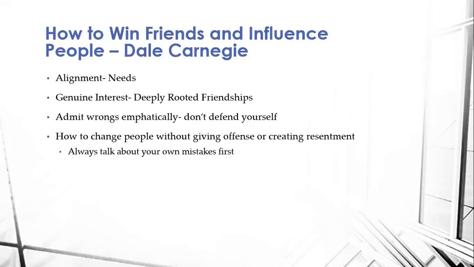The fourth segment of his book, he talks about how we help people change without giving offense or creating resentment. And this goes back to crucial conversations. I mean, these all tie together, right? Always talk about your own mistakes first. Always try to take the situation where you're trying to be corrective or constructive with somebody else and make it something personal with you first, right? Before you suggest changes in someone else. It's just a much more effective way of doing that.